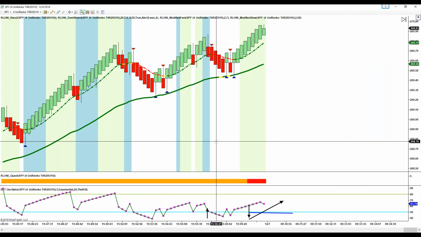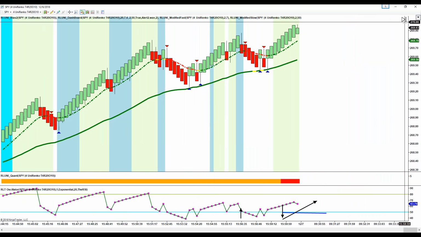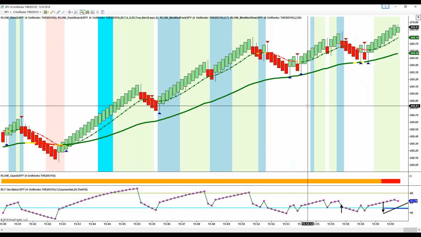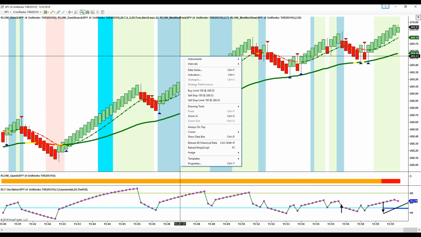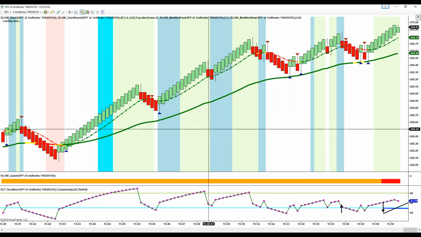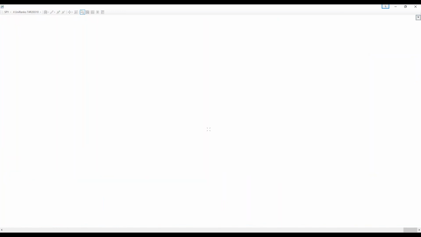This is just NinjaTrader crazy stuff that happens. Remember, these are all fractal indicators. They all do multi-time frame analysis or multi-market analysis. And obviously they should never do it. Let me reload all historical data. We need that quant line. It's loading all the data. Now, it's only reading accurate off the right edge, and we need it better than that.